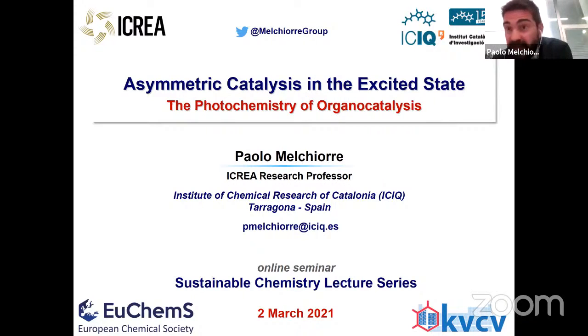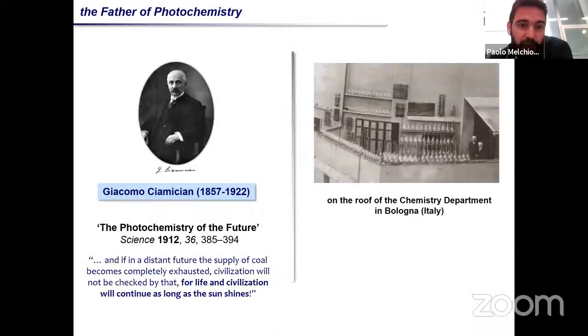I also like very much the topic, that is sustainable chemistry. What we are trying to do in our laboratories is to develop enantioselective methodologies triggered by visible light for making chiral molecules. And when I start talking about photochemistry, I need to acknowledge this gentleman here, Giacomo Ciamician.